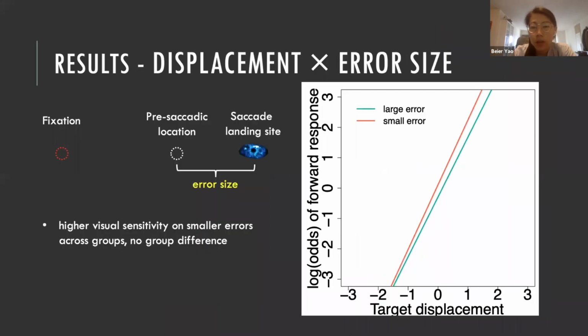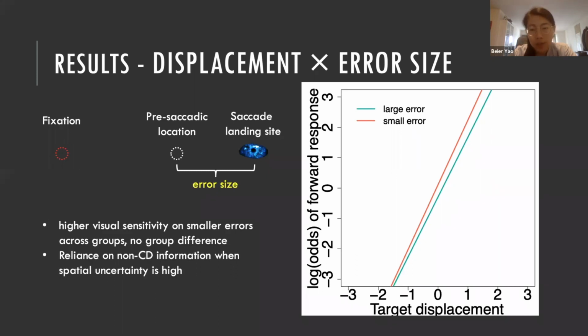Lastly, we also found a target displacement by error size interaction that has not been explored in previous studies with healthy adults. In this graph, the green line is when the error size is large, and the red line is when the error size is small. We found that across participants, when they made more accurate saccades, they were more sensitive to the target jump. But when their eyes fell further away from the pre-saccadic location, they became worse at judging the target jump.